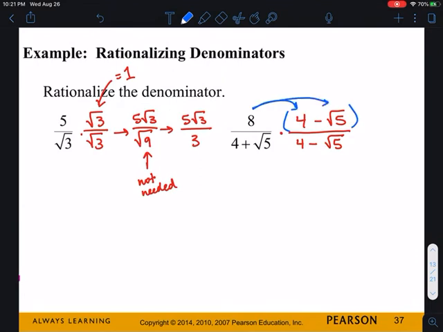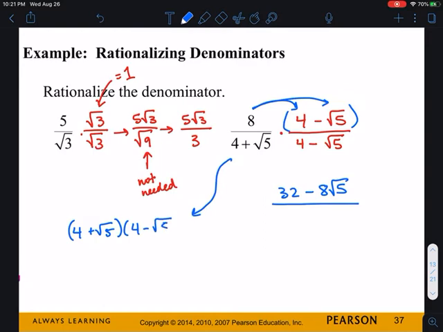So if I have an 8 times 4, that's going to give us a 32. Take away 8 times root 5 is an 8 root 5. And then in my denominator, I'm going to go down here and do a little bit of work. So I have a 4 plus root 5 that's going to multiply with a 4 minus root 5.